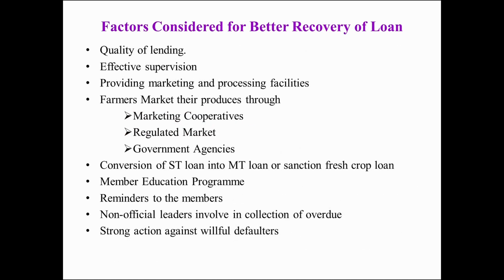Factors considered for better recovery of loans: quality of lending, effective supervision, providing marketing and processing facilities. Farmers market their products through marketing cooperatives, regulated markets, and government agencies. Conversion of short-term loans into medium-term loans or sanctioning fresh crop loans. Member education programs. Reminders to the members, involvement of non-official leaders in collection of overdues, and strong action against willful defaulters. The bank should adopt the above-said factors for the regular recovery of loan amounts for the sustainable development of banks.